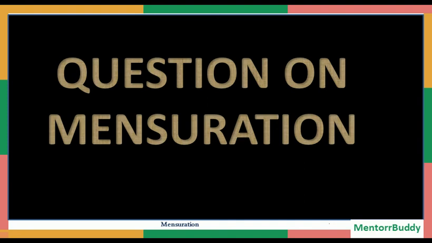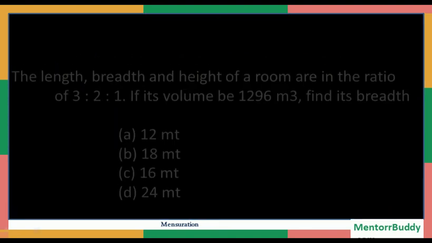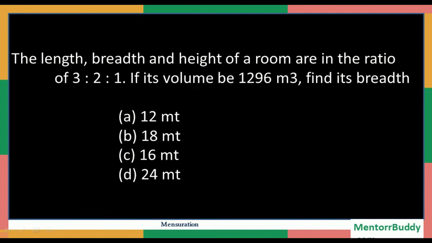Now we are going to deal with another simple question of men's edition. Coming to the question, it says the length, breadth and height of a room are in the ratio 3:2:1. If the volume is 1296 meter cube, then we have to find the breadth, and the listed options are 12, 18, 16 and 24.